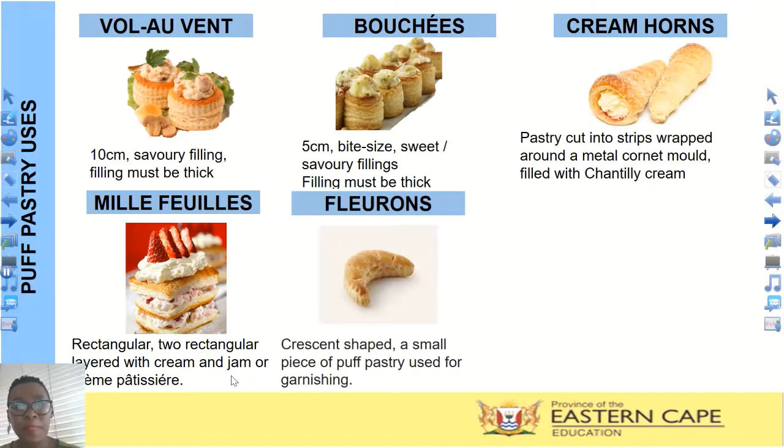Your fleurons. Okay, these are crescent shapes. So you take your pastry, you cut it into a crescent shape, and it is used for garnishing.